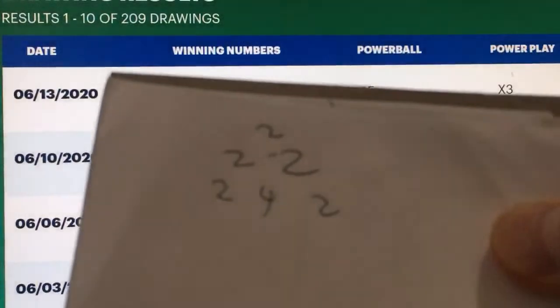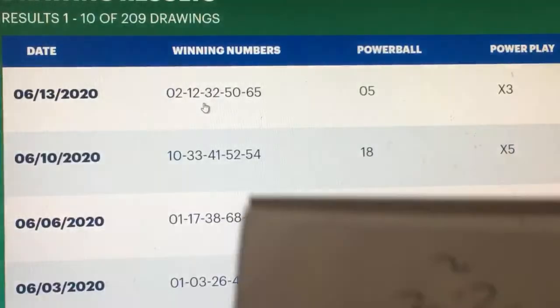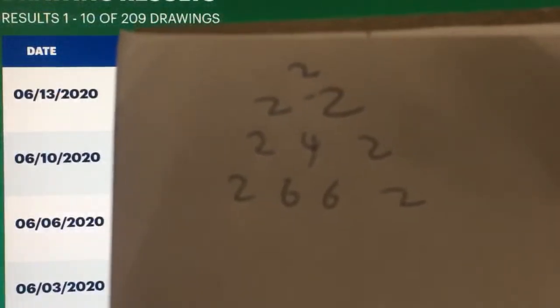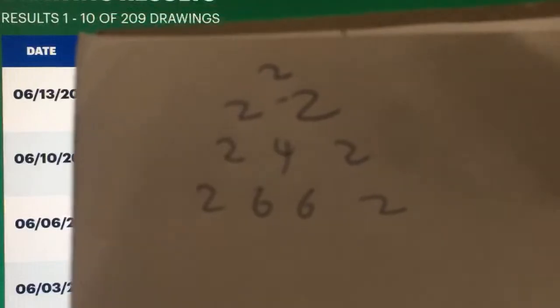So how do you create a winning combination? And then you have 2, 6, 6, 2. Because 2 plus 4 is 6, and then 2 plus 4 is also 6. One from the left side, one from the right side. This is the Pascal triangle.